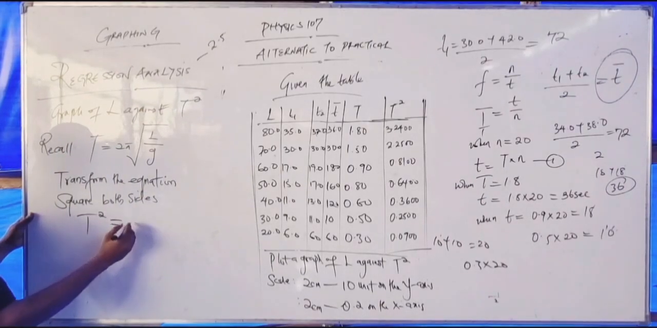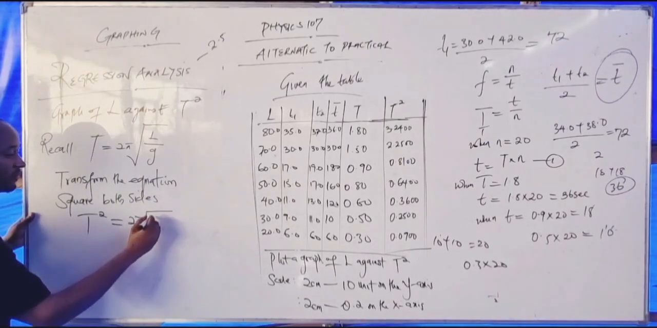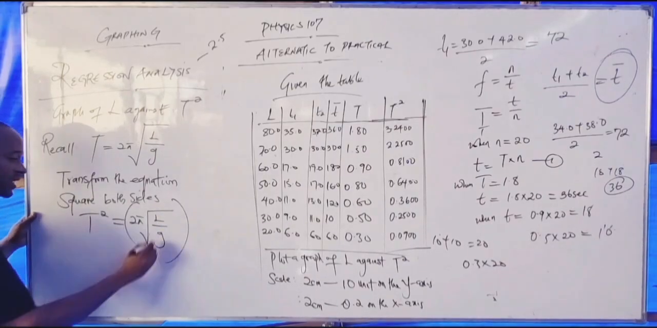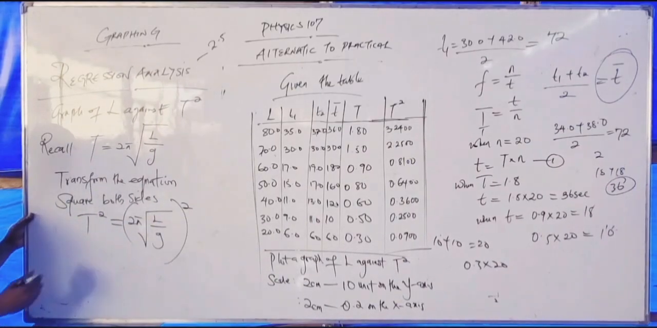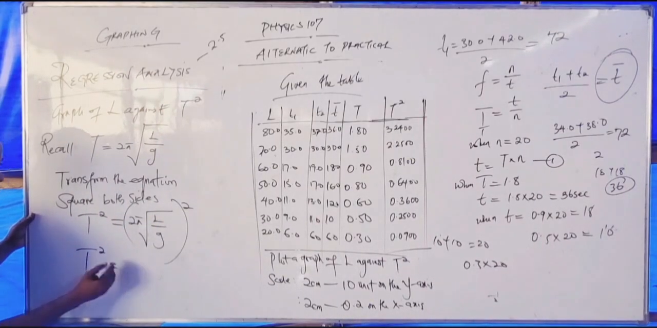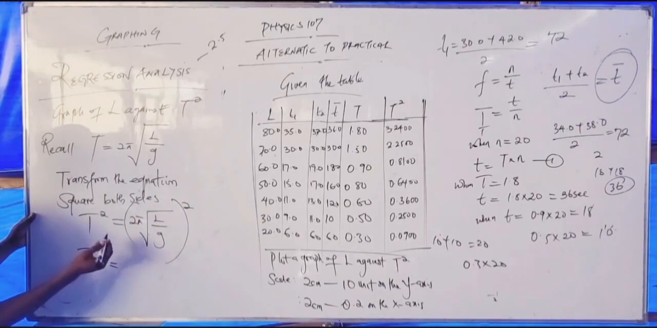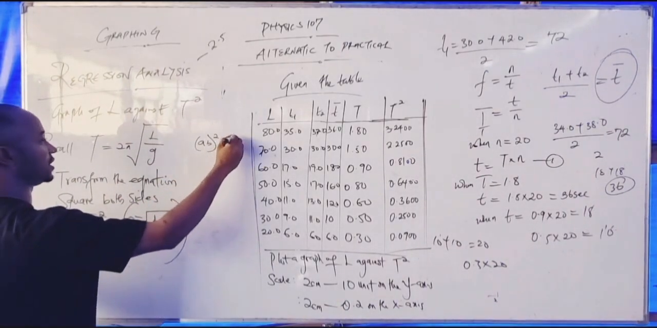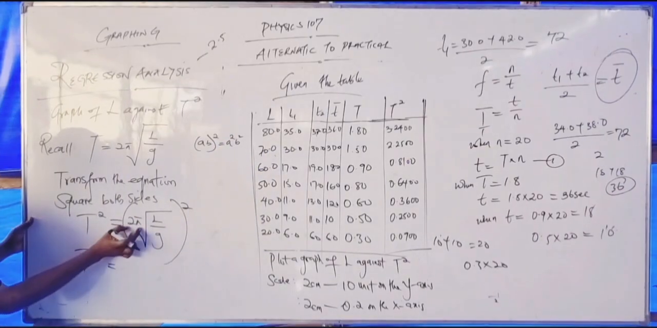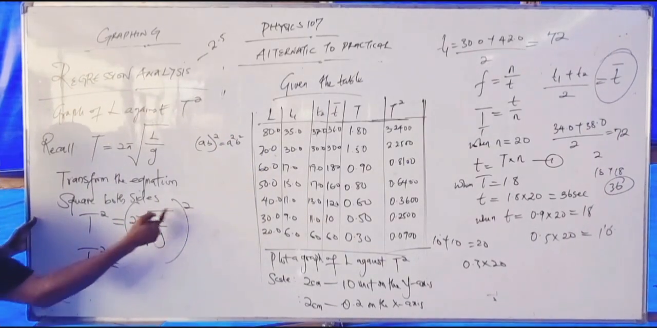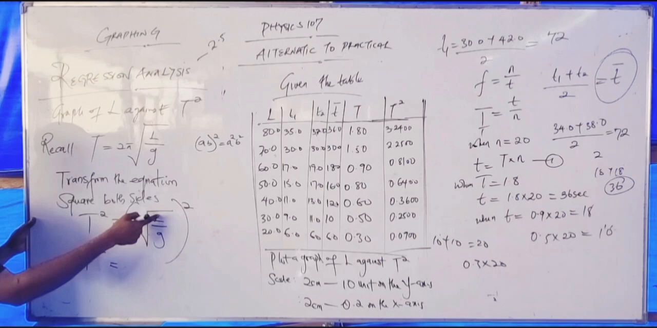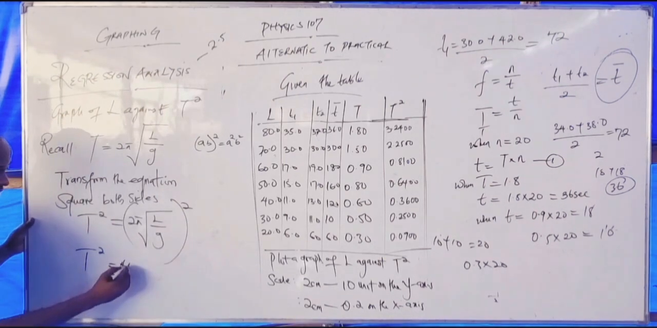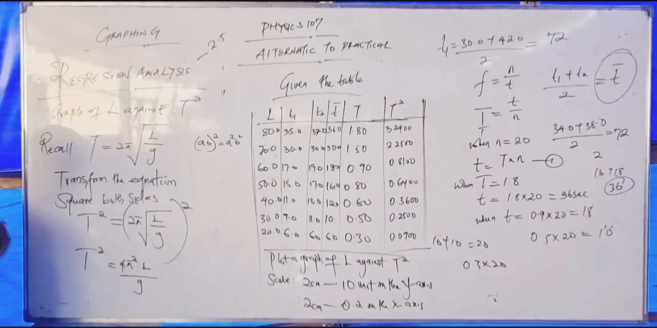T squared equals to what? 2 pi square root of L over g, all squared. Are you following? So now give me T squared equals to what? There's a law that says if I have AB all squared, this is same as A squared, B squared. So 2 pi will be squared, Abi? Square will now cancel the square root. Is that not? So that means they'll give us 4 pi squared, L over g. Do you agree with me?